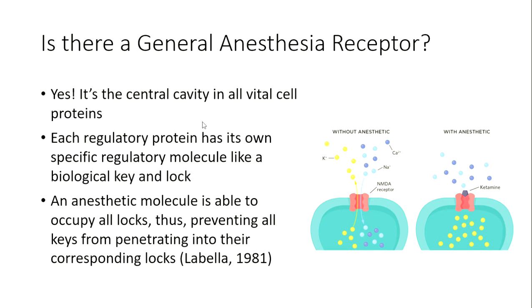However, an anesthetic molecule is able to occupy all locks, thus it prevents all keys from penetrating into their corresponding locks. And as you can see in the picture on the right, it's an example of an ion channel, and we have the anesthetic ketamine, which binds to it, and then it closes the ion channel, preventing it from establishing a gradient.